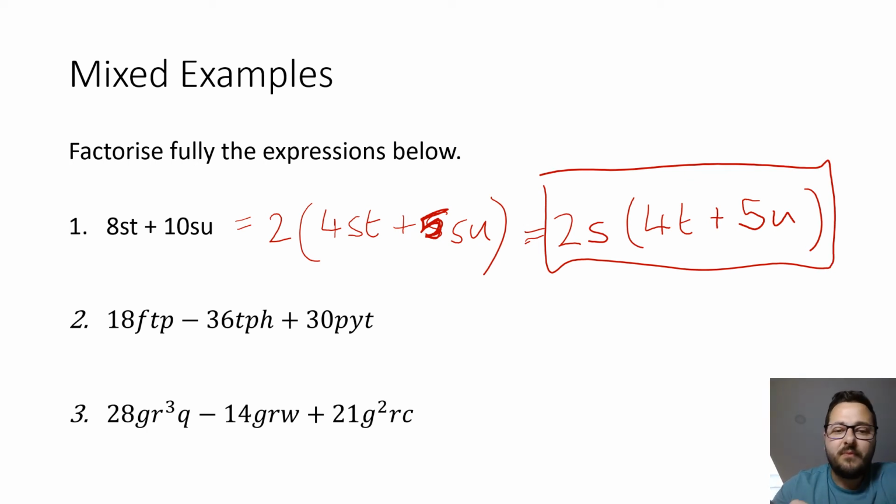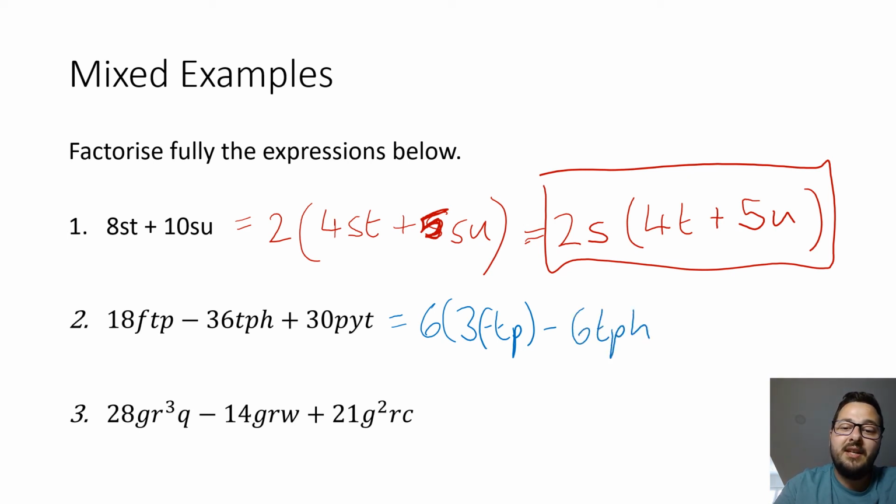Okay, next one. We've got 18FTP minus 36TPH plus 30PYT. Okay, so look at the numbers first. They're all in the 6 times table. So 6 brackets, 18 divided by 6 is 3FTP, minus 36 divided by 6 is 6TPH. I don't know why I've included these brackets. There's no need for them. And then plus 30 divided by 6 is 5PYT.